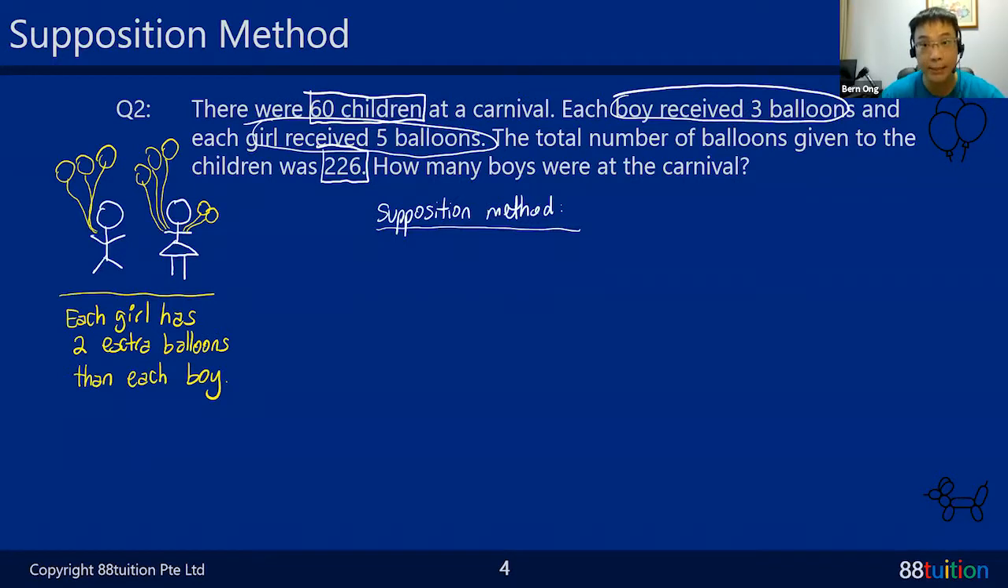All right, Sabrina, I believe you know what guess and check is. In Primary 3, you learn something called guess and check. In Primary 4, you learn something called the supposition method. In Primary 5, you learn something called supposition level up. That's for the next question. But before we level up, I want to do a little bit of revision.